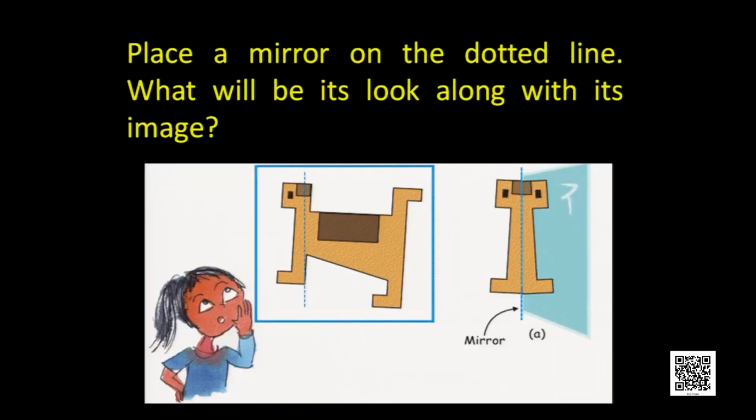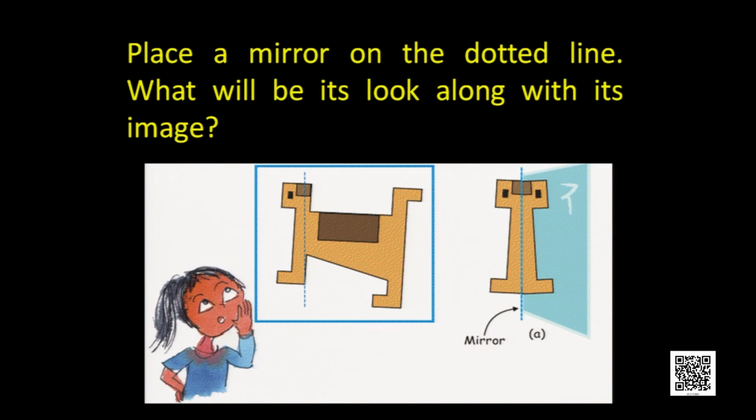Now place a mirror on the dotted line. What will it look like along with its image? Suppose in the box there is a picture of a dog. We have to put a mirror on the dotted line. So what kind of image will I get? Both object and image together, if I take it, what will the picture be?